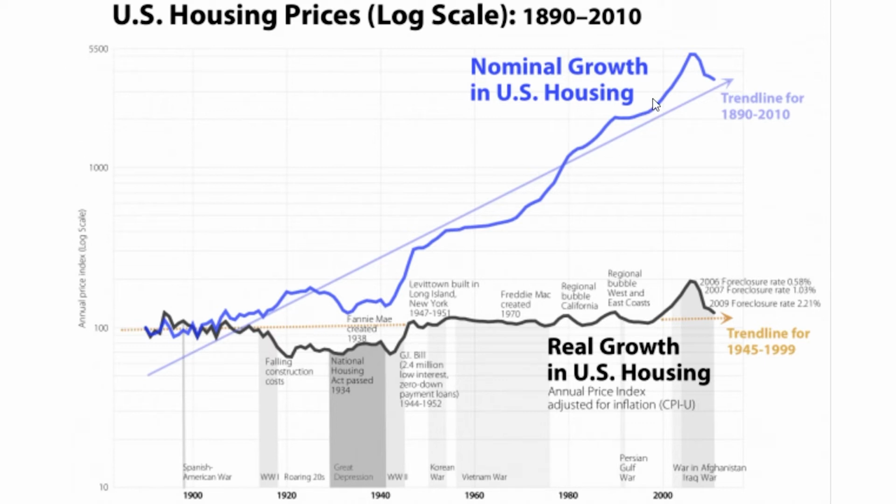Now that's just nominal. Real returns are once you factor in for inflation, or you adjust for inflation or CPI. And that is the gray line here. So as you can see, if you take housing prices, the blue line, and then you adjust for inflation, you get the real return down here, which is a lot more subdued.